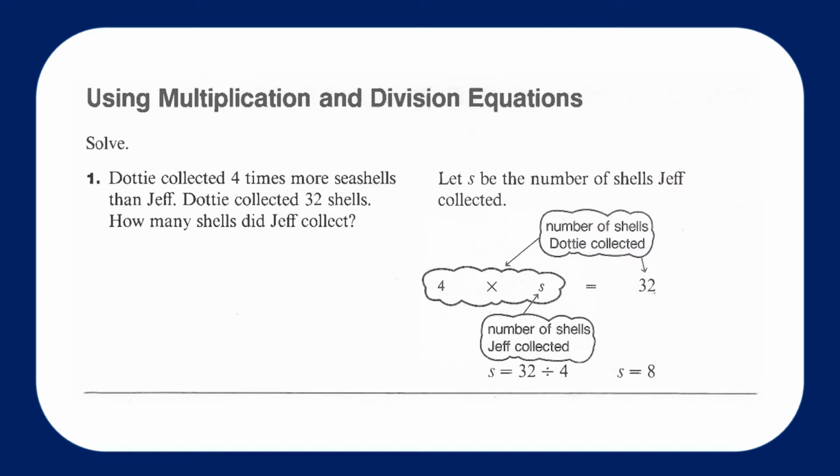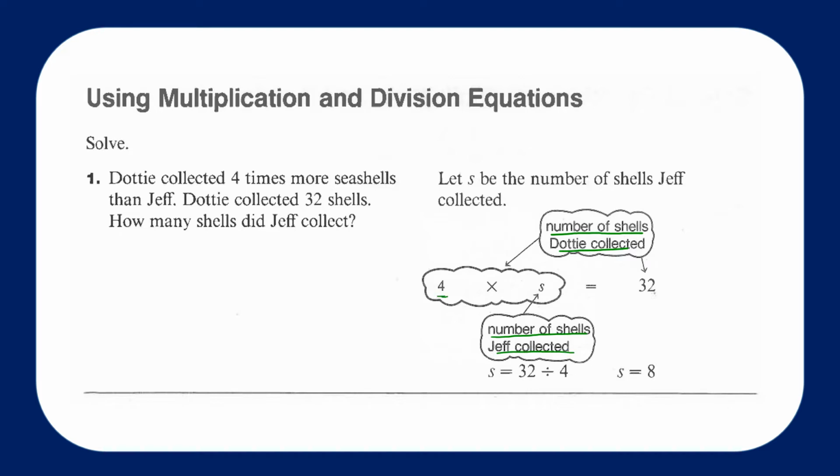Using multiplication and division equations. Solve. 1. Dottie collected 4 times more seashells than Jeff. Dottie collected 32 shells. How many shells did Jeff collect? Let S be the number of shells Jeff collected. Here we have the numbers of shells Dottie collected and the number of shells Jeff collected.